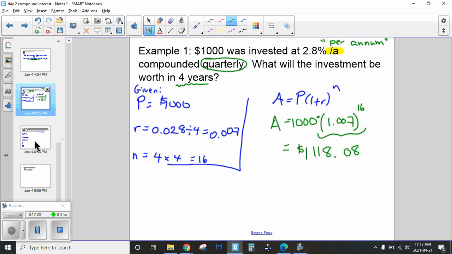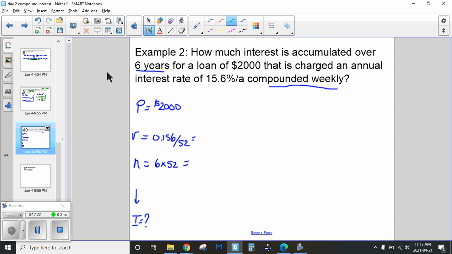Example 2. How much interest is accumulated over 6 years for a loan of $2,000 that is charged an annual interest rate of 15.6% compounded weekly? So this is kind of like the opposite situation. We have a loan this time, so we're borrowing $2,000, and 6 years from now when we pay it back, we're going to owe more than that because of the interest.